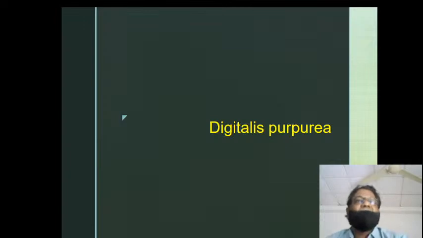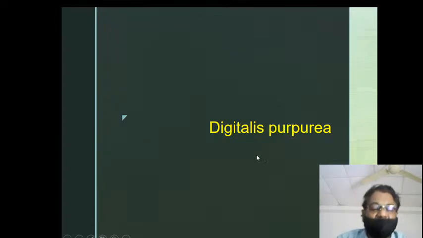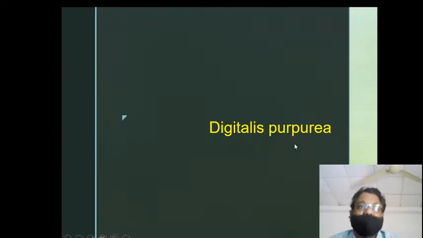Coming to another poisoning, digitalis purpurea. This is another important plant poison. Digitalis is a drug which we also use therapeutically, especially to treat cases like cardiac failure. So digitalis is used for therapeutic purposes and has a lot of significance, but of course in a higher dose it can result in poisoning, and it can even cause death.